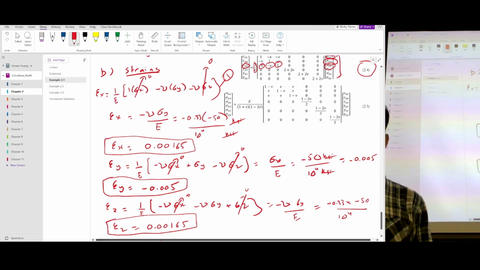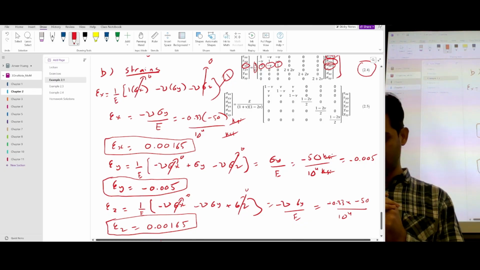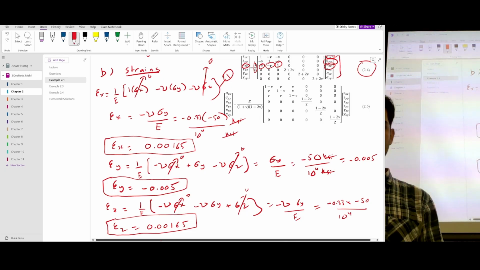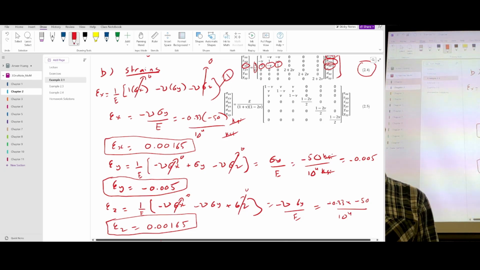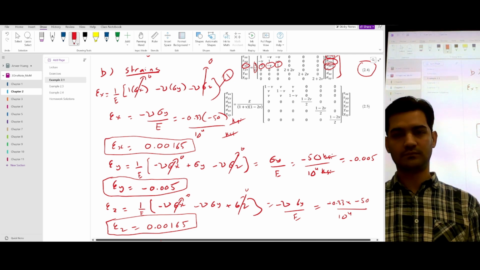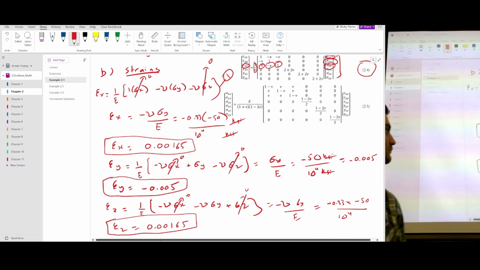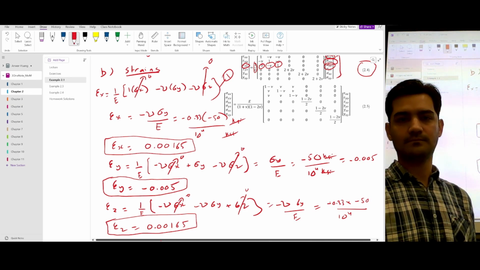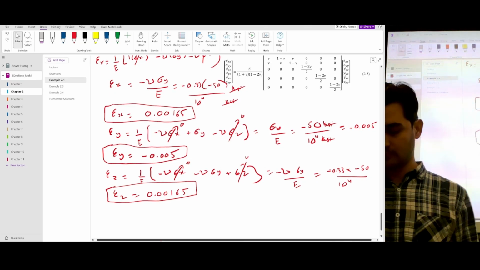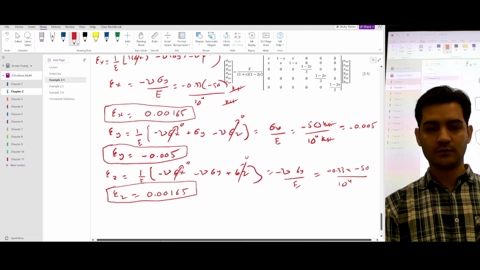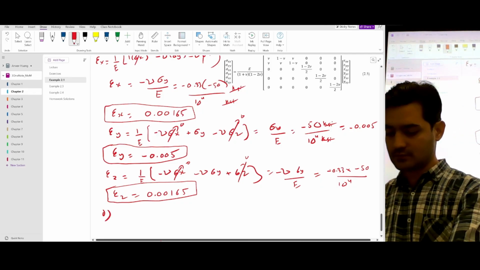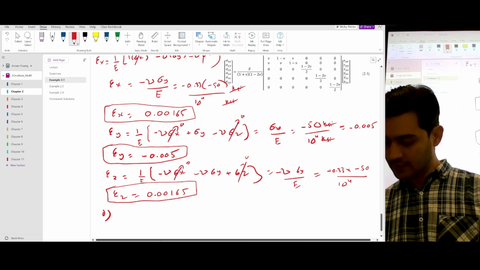These are the values of strains I'm getting along x-axis, y-axis, and z-axis. So the last question is final lengths.